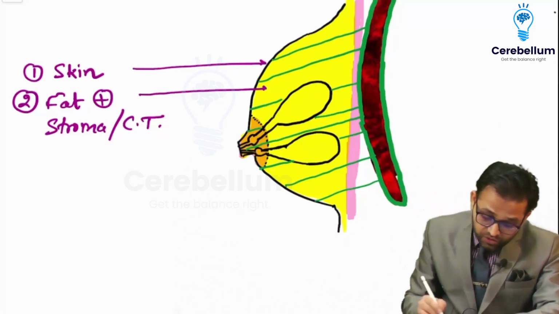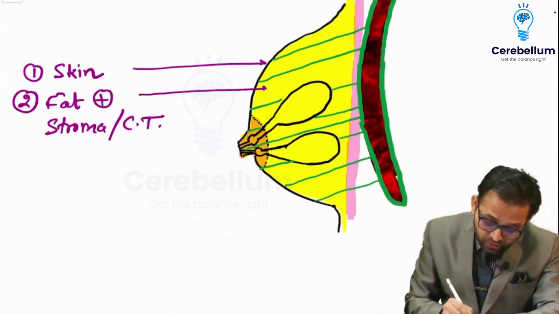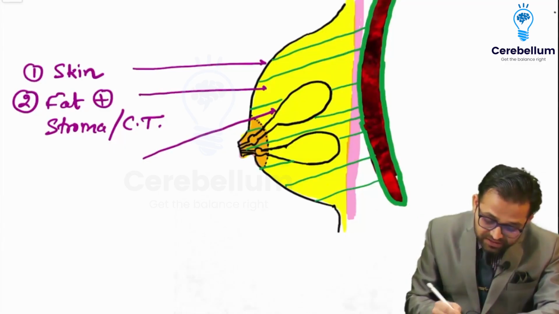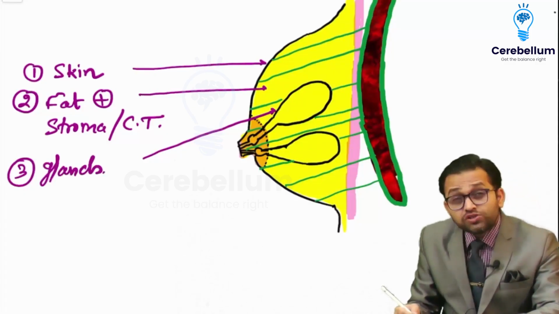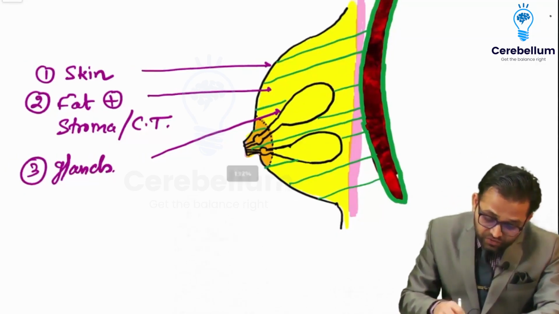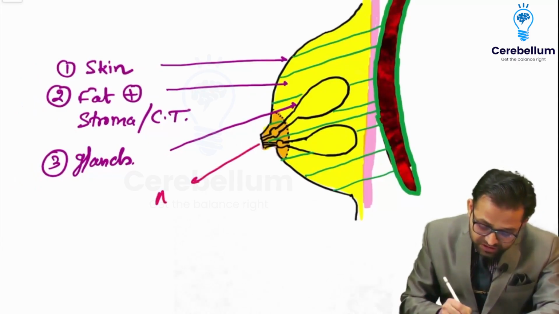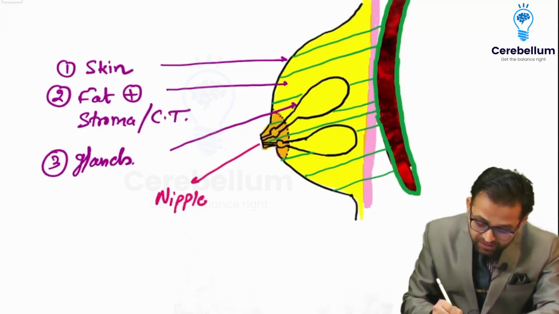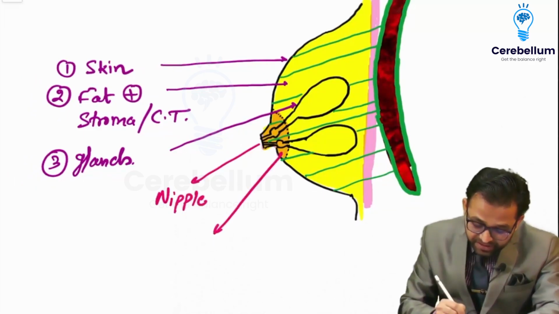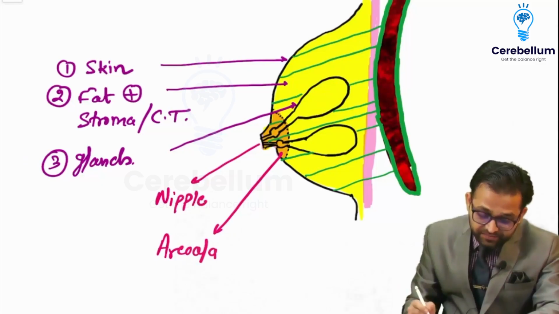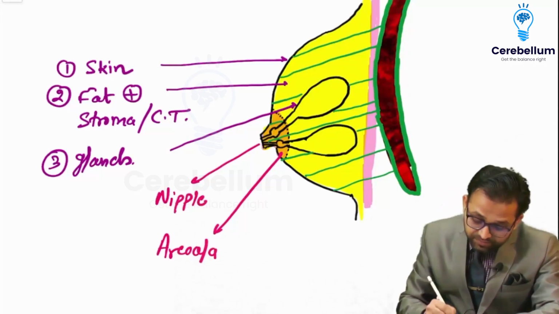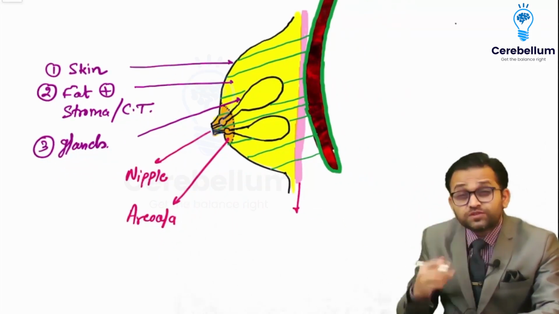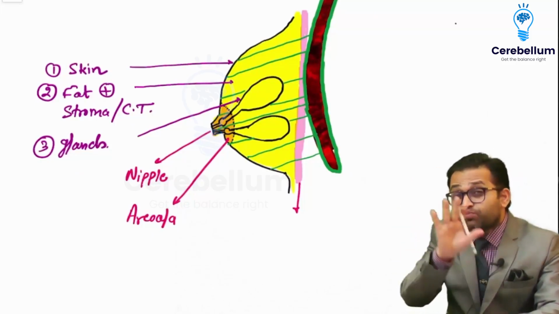Okay, sir. Now here you can see the glandular compartment, the parenchyma. These are the glands. Also at the skin, you can observe there is a conical projection. This is the nipple, and around the nipple you can see the pigmented area which is known as areola. Agree? Fine. Now look here, I told you there is the presence of one loose space just behind the breast over which the breast moves freely.